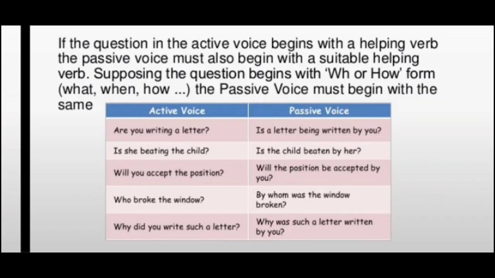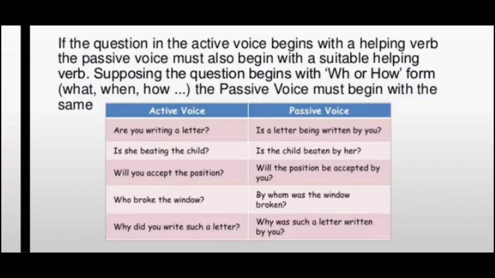In active voice, are you writing a letter? In passive voice, here a letter is the object that should be brought to the front. A letter is in the singular form, so it should be changed into is a letter being, as it is in the present continuous, writing, so being written by you.